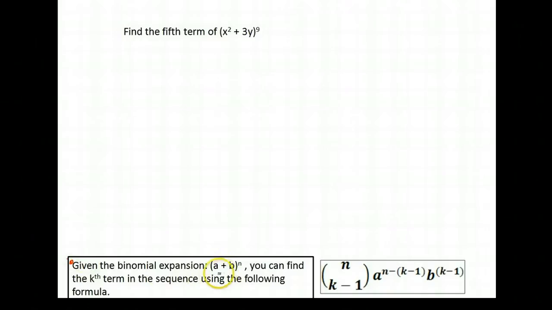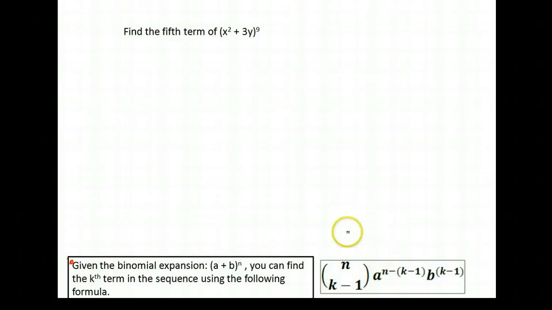If you have the binomial expansion of something to the nth power, you can find the kth term. So if you want the third, this would be the third term. If they want the eighth, this would be the eighth term, using the following formula. Notice we do the combination here. So we have our n, that's your exponent. And here you do k minus 1. So whatever term you're finding, you subtract 1. So if they wanted the third term, you'd do a 2 here, 3 minus 1. If they wanted the 8th term, you'd do 8 minus 1, 7 here.